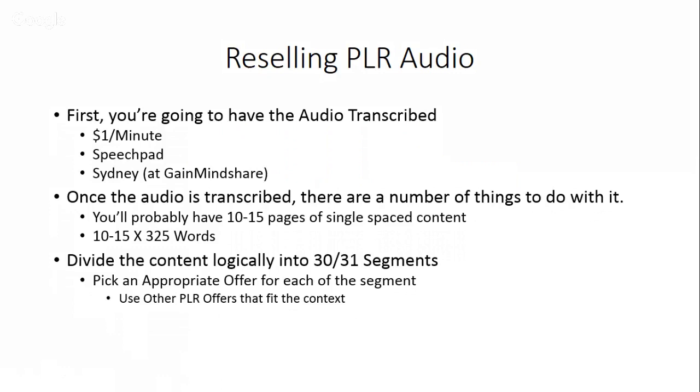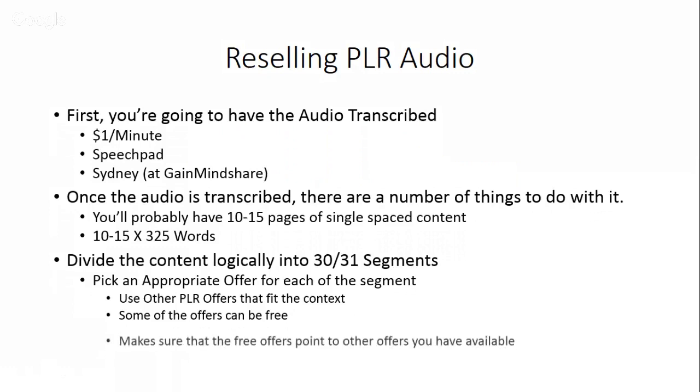So in other words, consider getting that document from the PLR audio, dividing it into 31 sections, finding logical places, and putting PLR offers inside the context that fit the context. Some of the offers, quite frankly, can be free. Sometimes you can just give something away during the course of one of the 30 to 31 segments. Not everything has to be an offer to buy every day. Sometimes it can be free in order to build value.